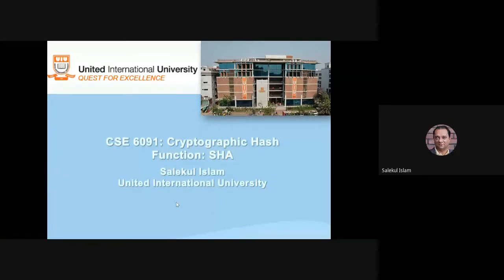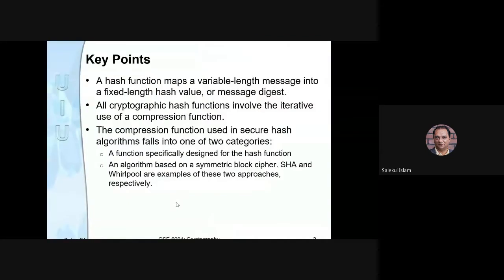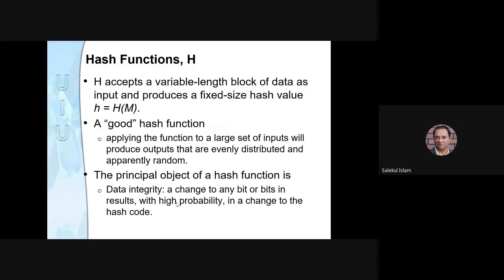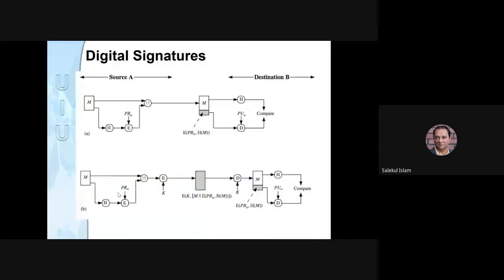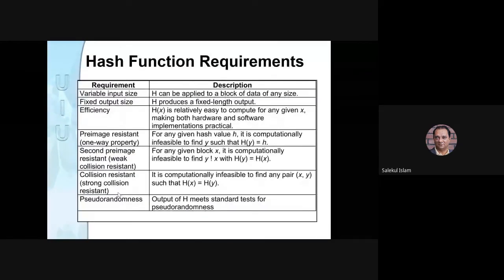Okay, so in the last class, we started the cryptographic hash function. For cryptographic hash functions, we started to look into a specific one, known as SHA, Secure Hash Algorithm. At the beginning, we studied what a hash function is and what a good hash function is. Then we looked at the one-way property and the collision-free property, and we repeated those same properties here as the requirements of a hash function.